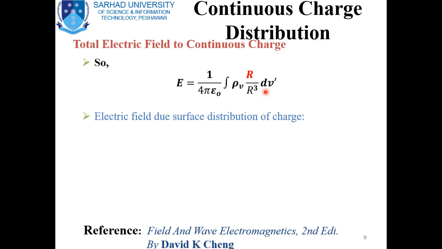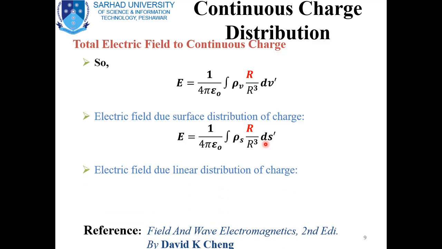And if the charge distribution lies on a plane or a two-dimensional surface, the electric field intensity due to a surface charge distribution can be written as E is equal to 1 divided by 4 pi epsilon naught integral rho_s r vector divided by r cube ds prime. So this represents a surface integral.